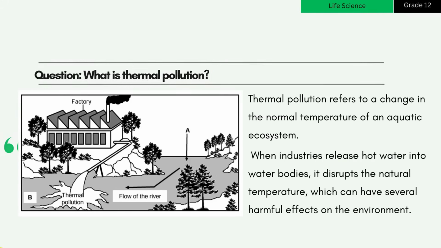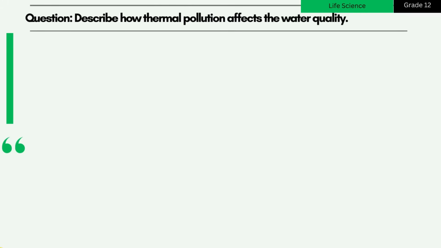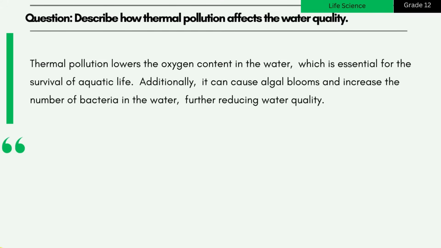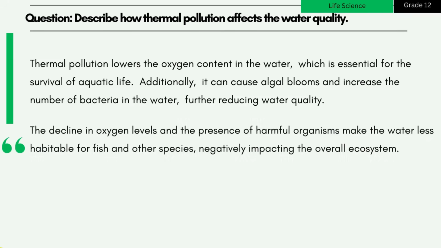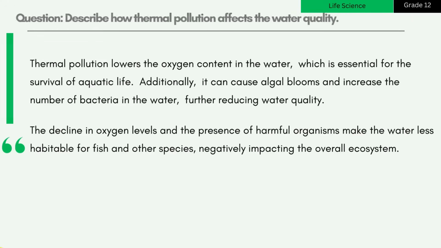Question: describe how thermal pollution affects the water quality. Thermal pollution lowers the oxygen content in the water, which is essential for the survival of aquatic life. Additionally, it can cause algal blooms and increase the number of bacteria in the water, further reducing water quality. The decline in oxygen levels and the presence of harmful organisms make the water less habitable for fish and other species, negatively impacting the overall ecosystem.